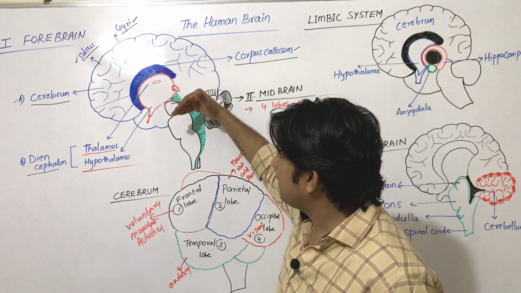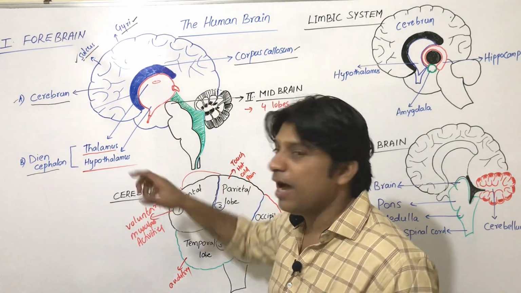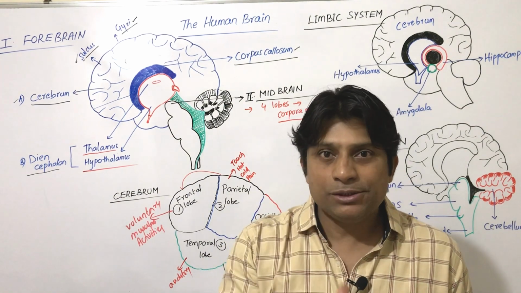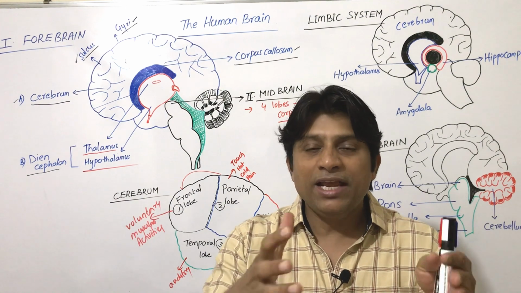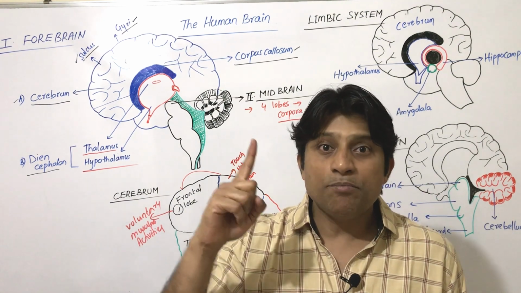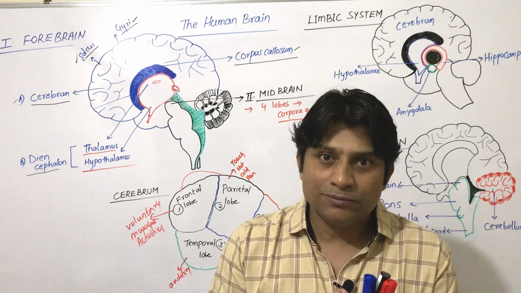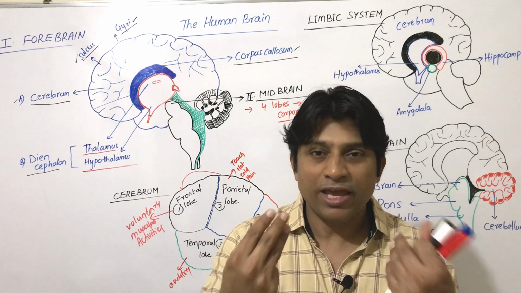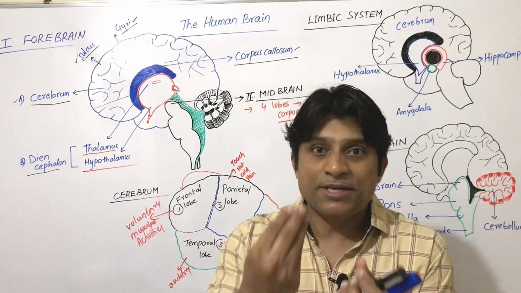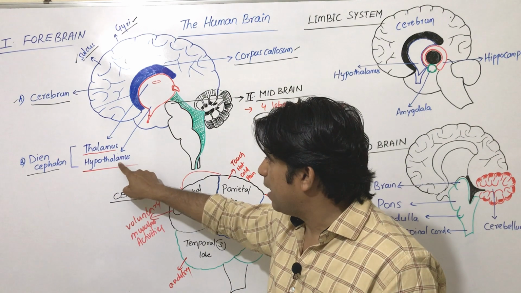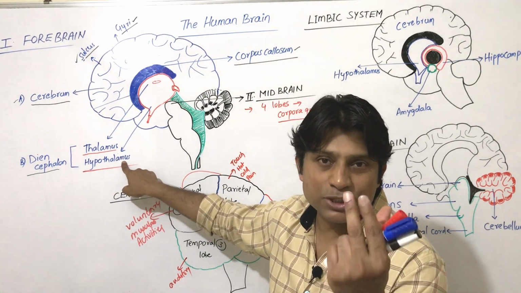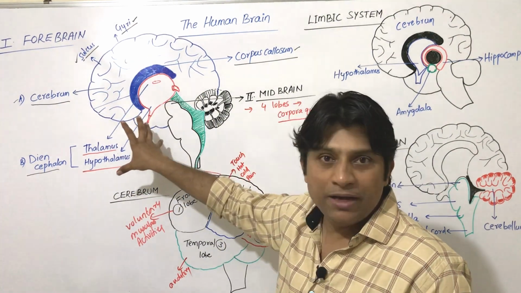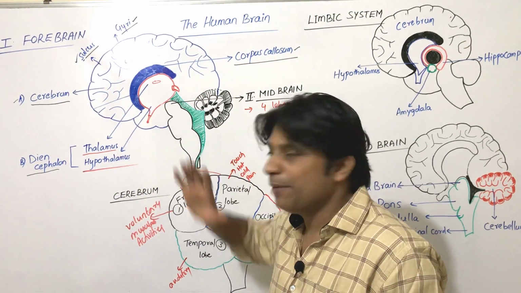Just below the thalamus at its base is present hypothalamus. And hypothalamus has different centers where it will regulate the body temperature. So thermoregulation, osmoregulation, your thirst, right? Drinking water, right? So your appetite, right? So all these centers are present in the hypothalamus. Hypothalamus controls all this, right? So this is your forebrain with cerebrum, thalamus and hypothalamus.